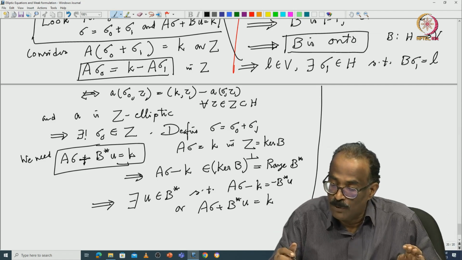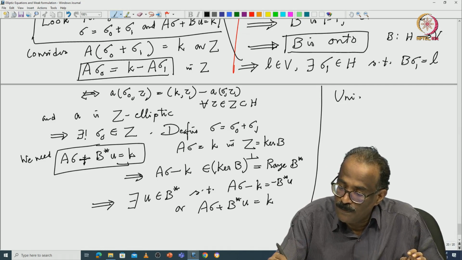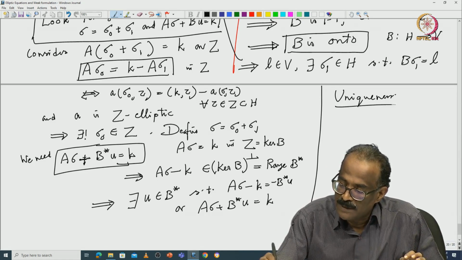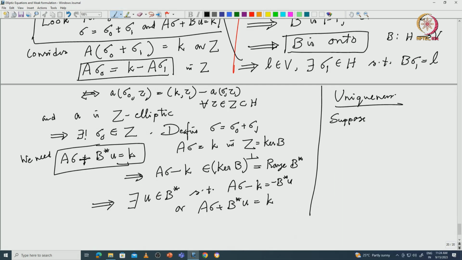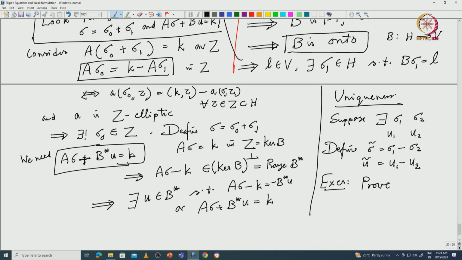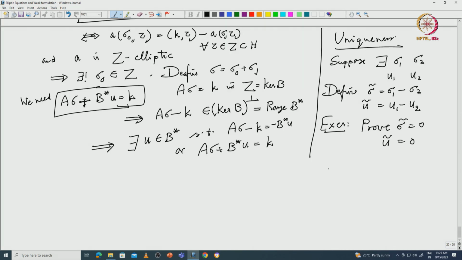So, this does not immediately prove uniqueness, but I will leave the uniqueness part to you to prove directly. Suppose there exist σ1, σ2 and u1, u2. The standard way of proving uniqueness: define σ tilde equal to σ1 minus σ2 and u tilde equal to u1 minus u2. Okay. So, there is some work involved, but I want you to leave it as an exercise. Exercise: prove σ tilde equal to 0, u tilde equal to 0. Okay. So, that is the Babuska-Brezzi theorem.